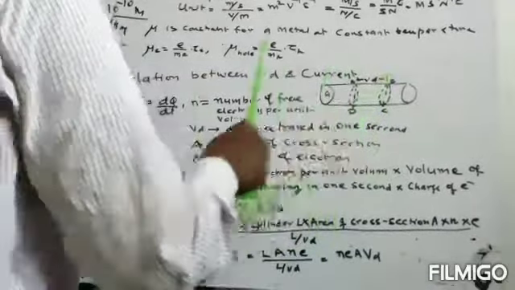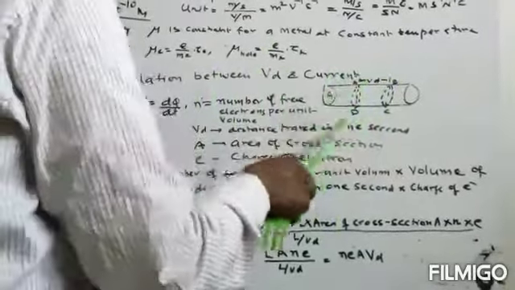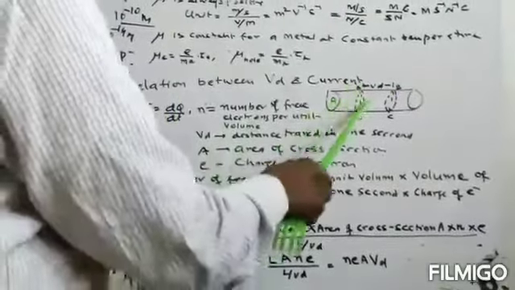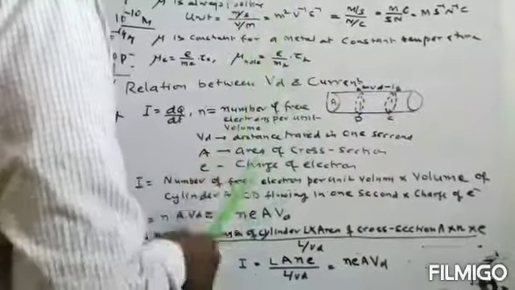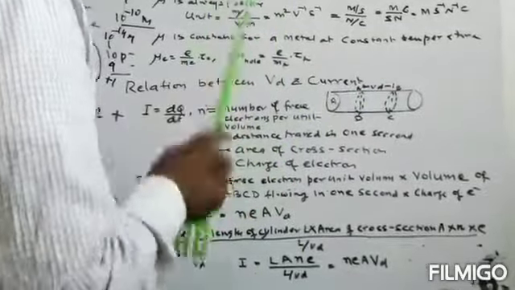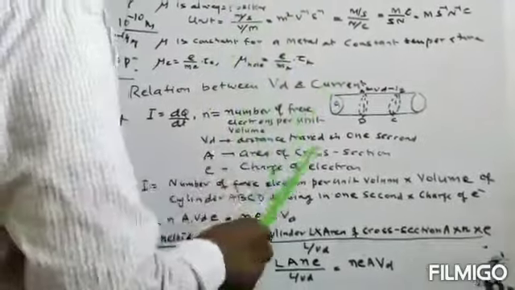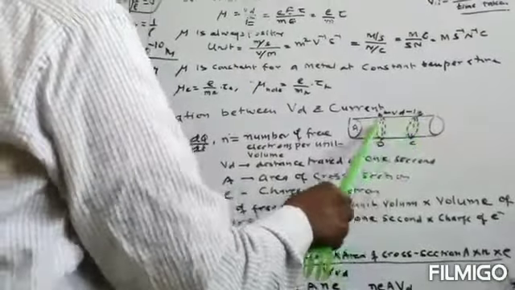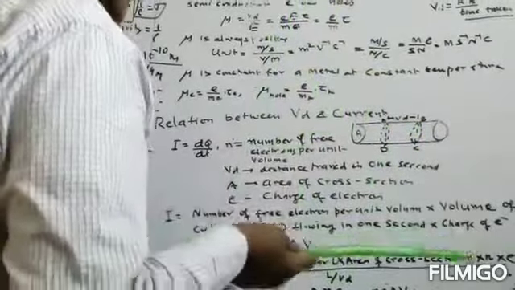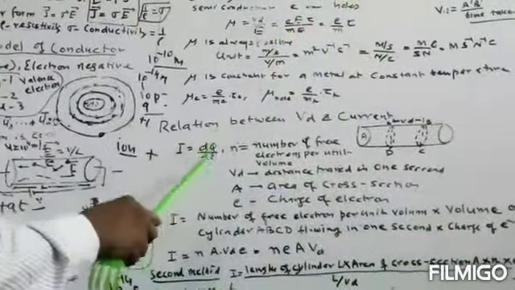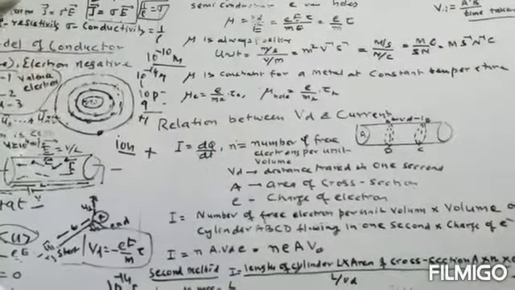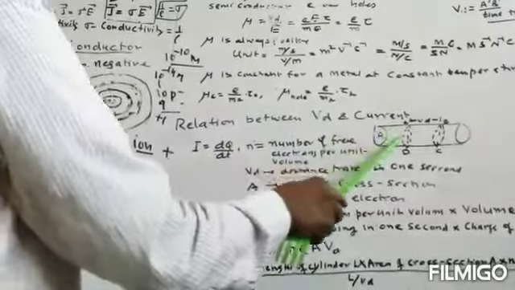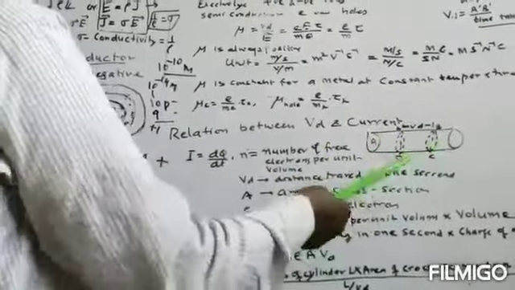Then it will be the distance covered in 1 second. Velocity is the distance covered in 1 second. So in 1 second there will be drift of electrons from this section to this section. So what will be the current? Current will be equal to dq by dt. Now we have to find how much charge is flowing from this section to this section in 1 second.